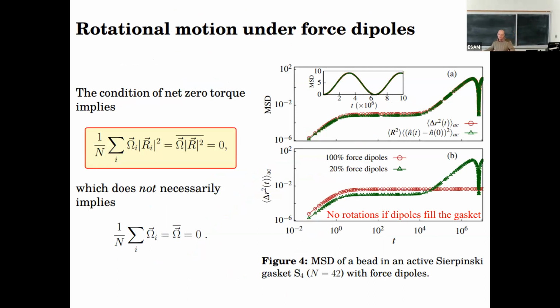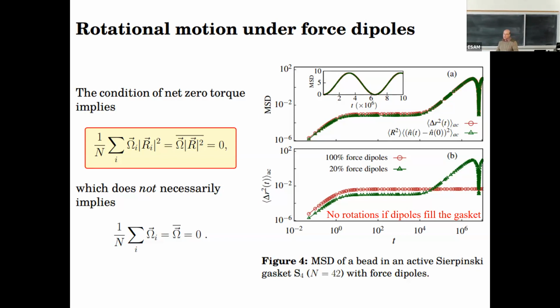Force dipoles don't give you a net force on the object, so it will not give you translational motion, of course. But normally, for a rigid body, it shouldn't give you any rotation because each dipole puts a net torque on the center of mass. So if it was a rigid body, the total torque is zero, no rotations. But in fact, what we found is that if you have, let's say, 20% force dipoles, the MSD starts to do these things, and then it oscillates further, while if you have full force dipoles, you don't have this.